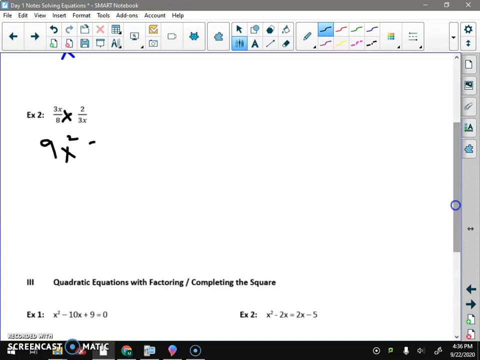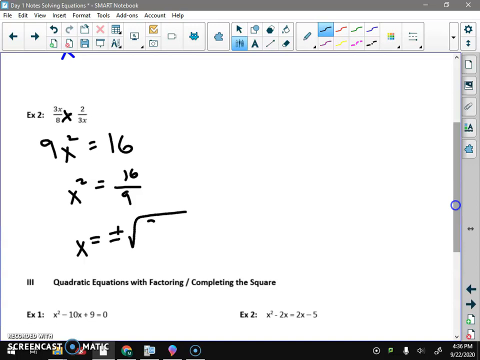9x squared equals 16. Makes it a whole lot easier. Again, square root principle, divide by 9. Well, if I got a decimal there, I think it's like, what is that, 1 7/9, 1.7 repeating, and then I had to take the square root. I can't do that. Instead, leave it as a fraction.